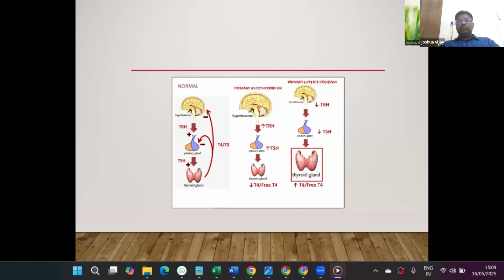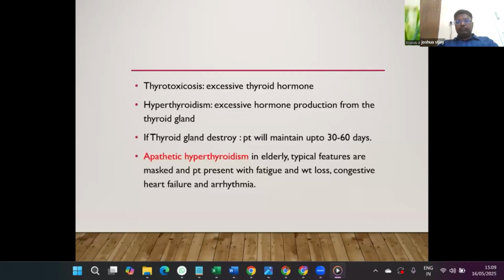So in cases of primary hypothyroidism, where the gland itself secretes less T4 hormone, it causes less negative feedback and starts increasing the TSH and TRH. Similarly, in primary hyperthyroidism, the gland secretes excess FT4 and the TSH secretion is diminished.